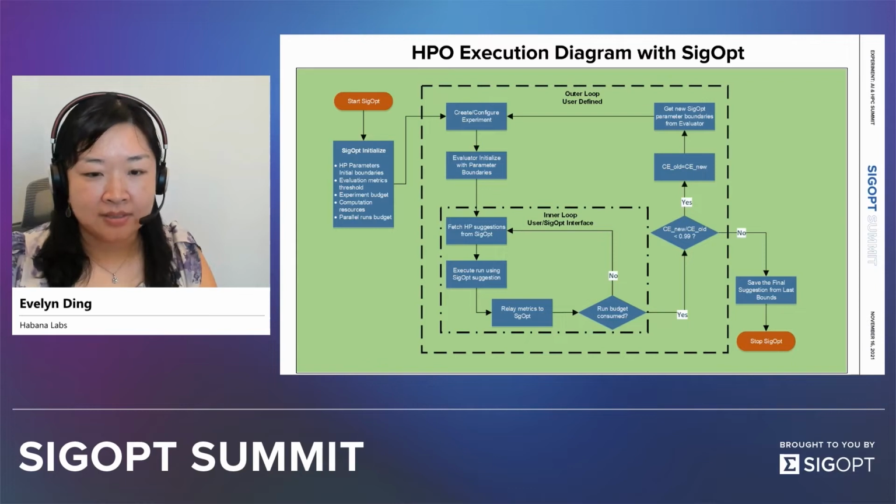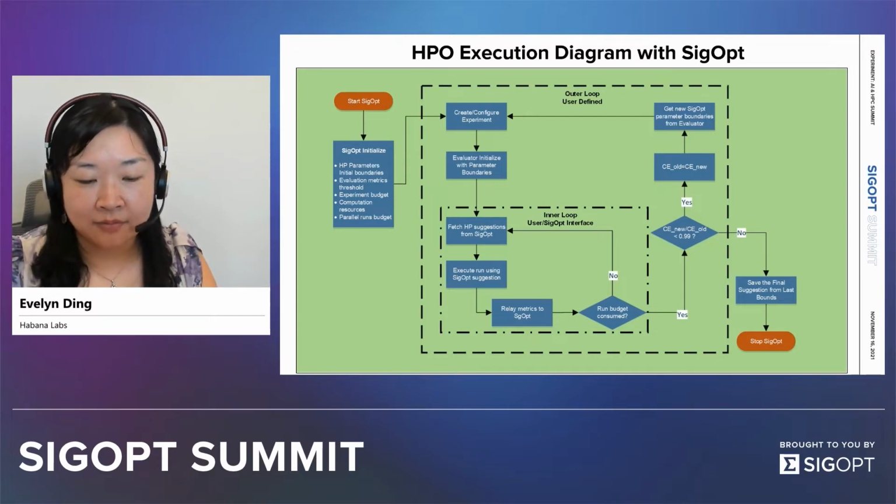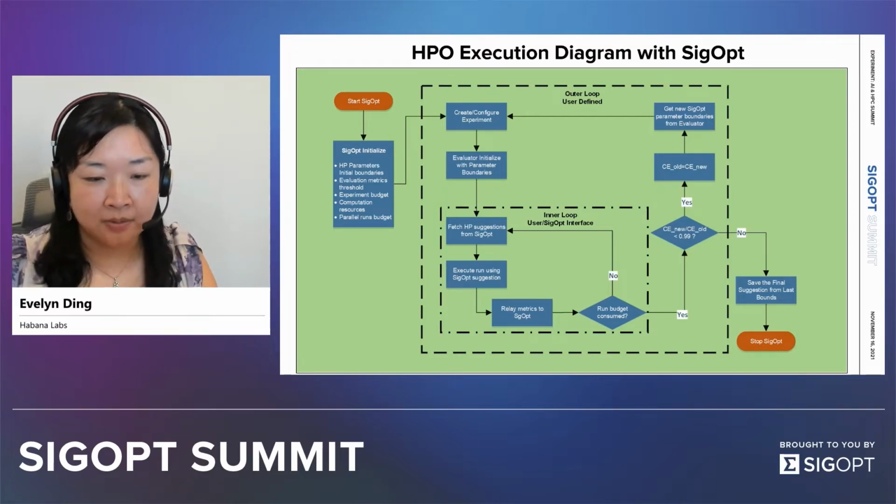We developed a process flow chart to show the software execution plan from the user perspective. First, we start SigOpt from the left-hand side. Then we initialize SigOpt by defining a few important parameters, as below.